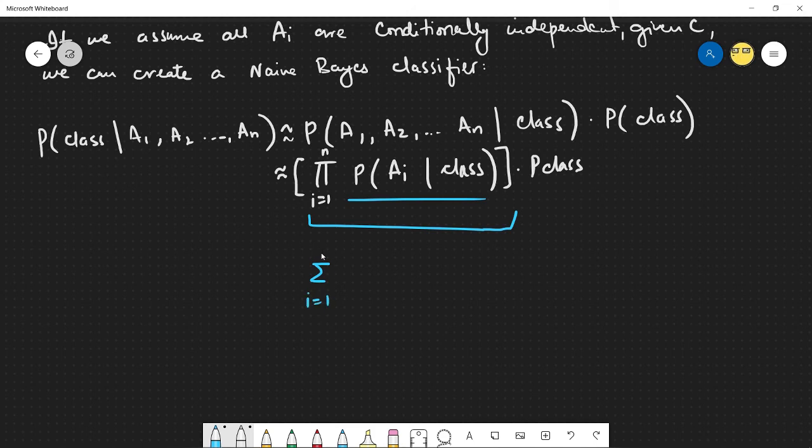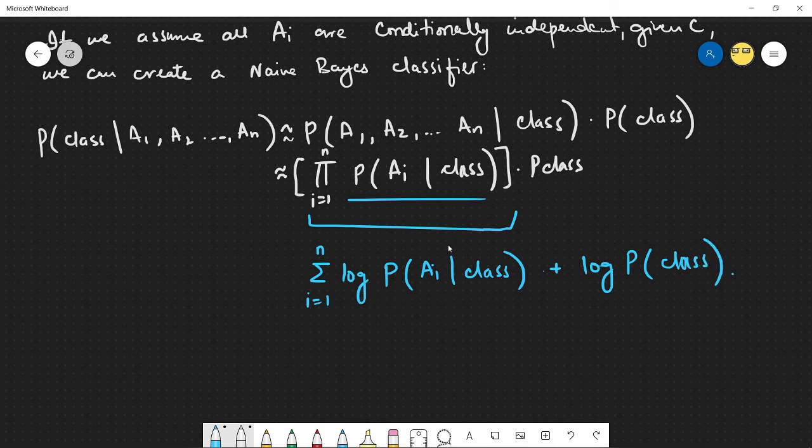So if I take the log, the product turns into the summation of log of the probability of Ai given a class, plus the log of my class here. And again, this is only if you know that you're going to be playing around with probabilities that are really small. If they're really close to 0, multiplying tiny values together is not a good idea. So we're not going to come to the point where it becomes so small.